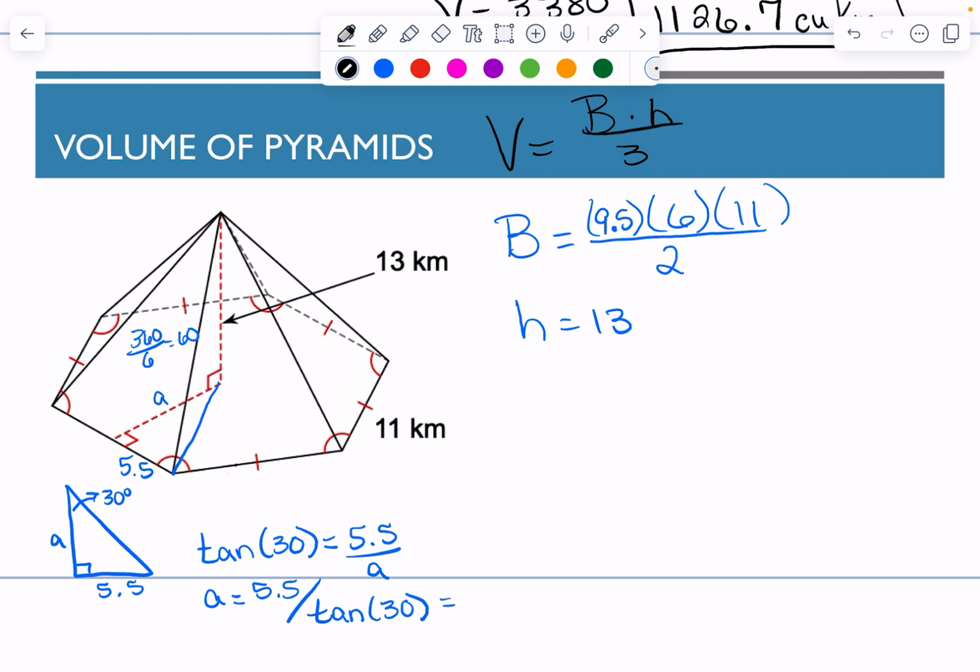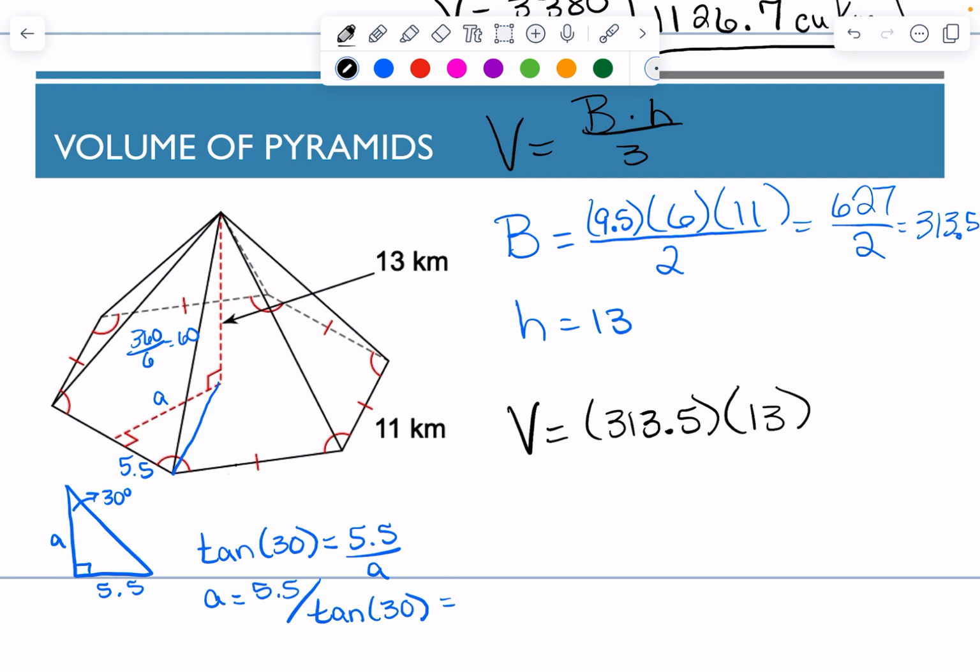Okay, so now we're ready to find the volume. The volume is equal to the area of the base, so we need to work that out real quick. So 9.5 times 6 times 11 is 627. Take that, divide that by 2, and we get 313.5. So now my volume is going to be 313.5 times the height, which is 13. And we're going to take that and divide it by 3.